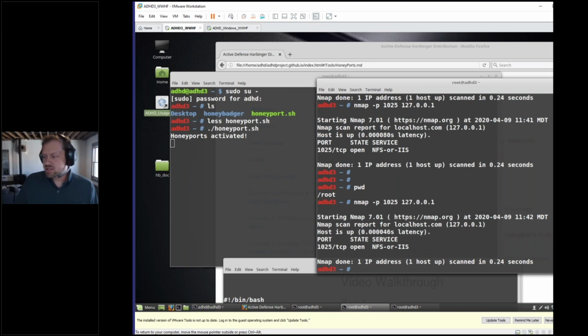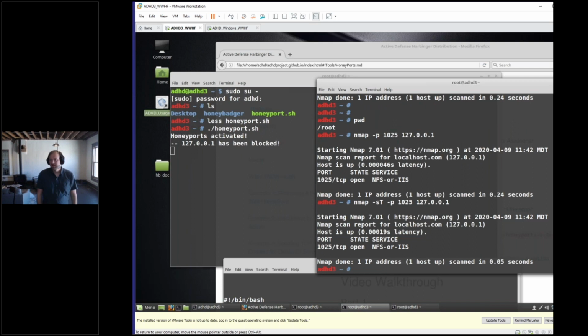However, if I actually change my scan to a full connect scan using this system, how many times am I going to walk during this talk? I walk all the time.